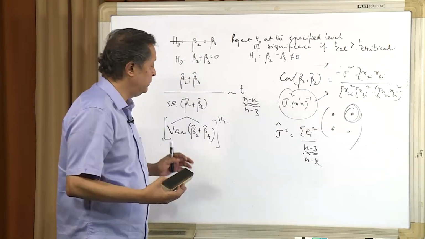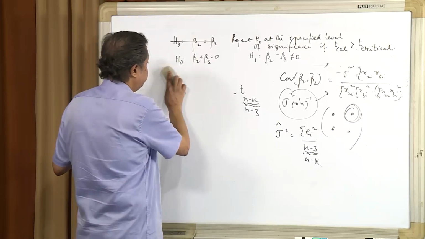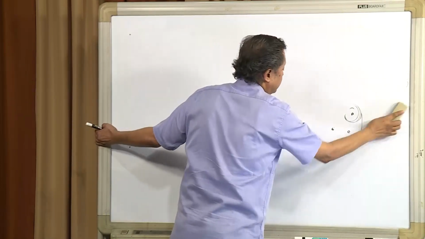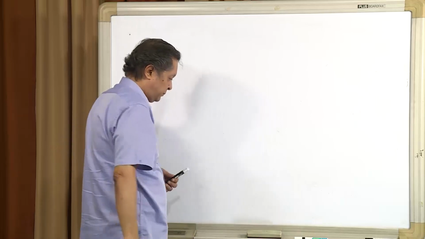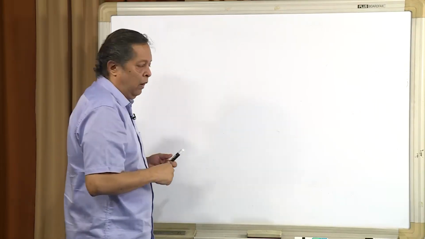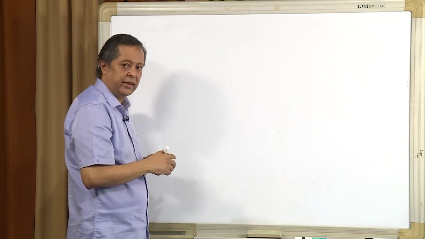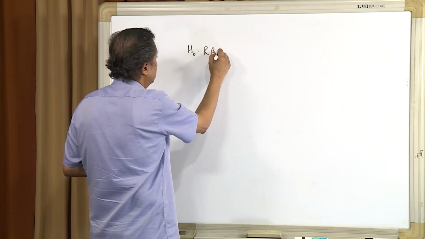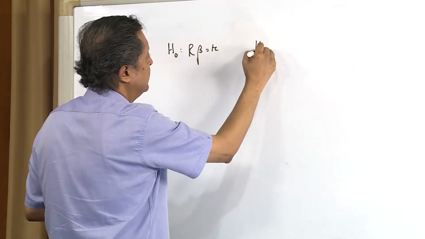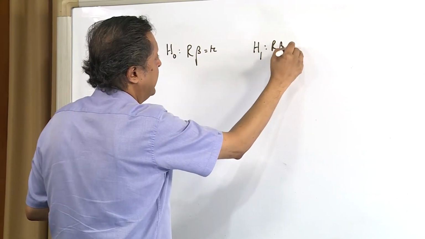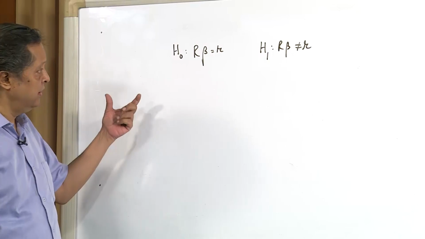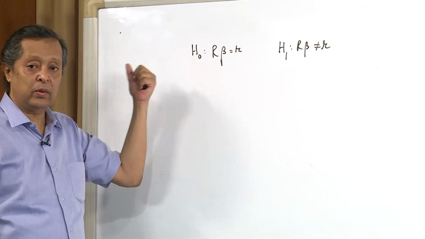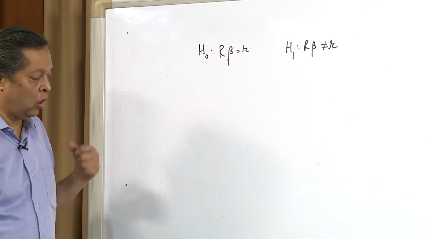Now, before moving on to another part, it is very useful, instructive to note that in general all these tests can be expressed as H naught: R beta equal to r, and H1: R beta not equal to r, and this is called test of linear restrictions. These are the restrictions. We will test whether these restrictions are true or not.